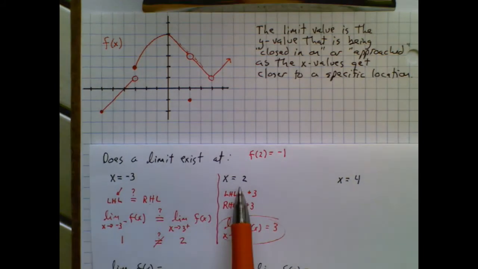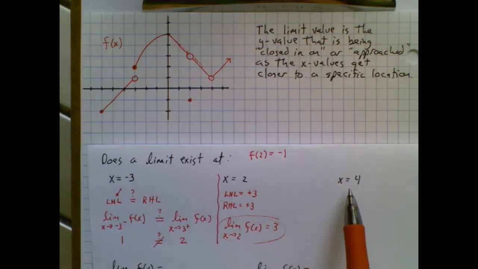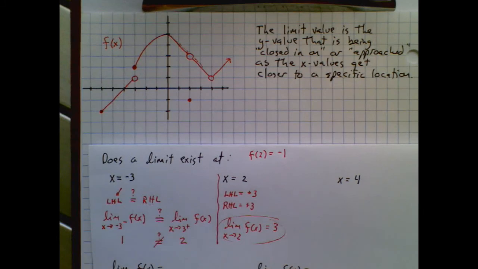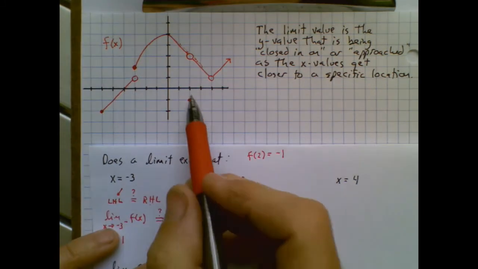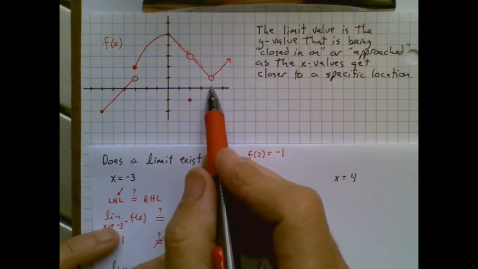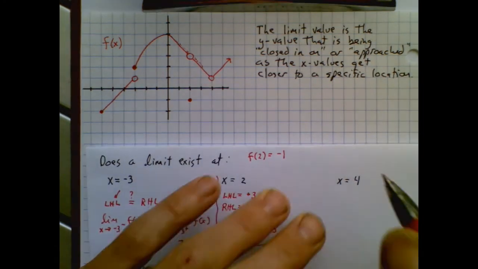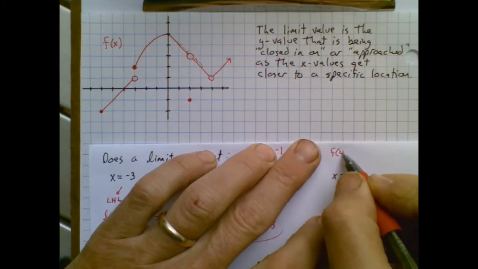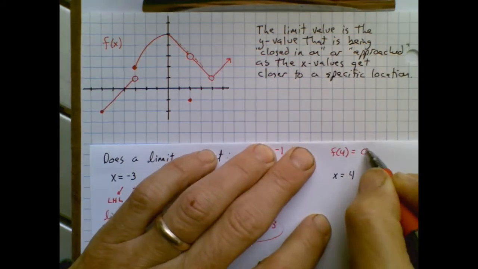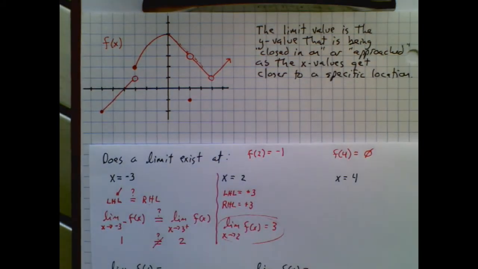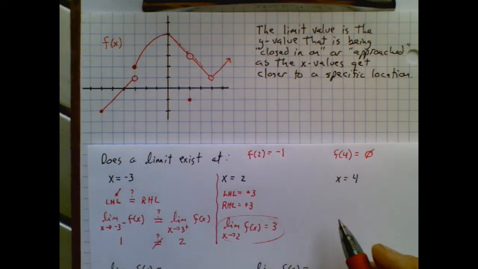Limit did not exist, limit does exist, and let's look at x equals 4. Okay, so here's x equals 4. We got this funky corner spot. Now there is not a value there. So if I said, what is f of 4? You would say f of 4 does not exist. There is no value at 4. But remember, we don't care in a limit. It doesn't matter what's happening at that point. It only matters the trend leading up to that point.